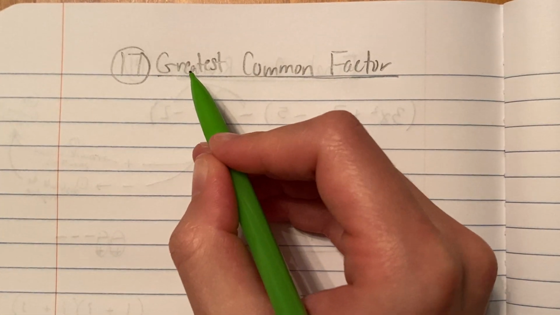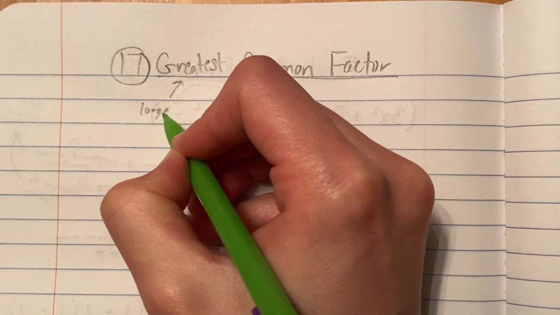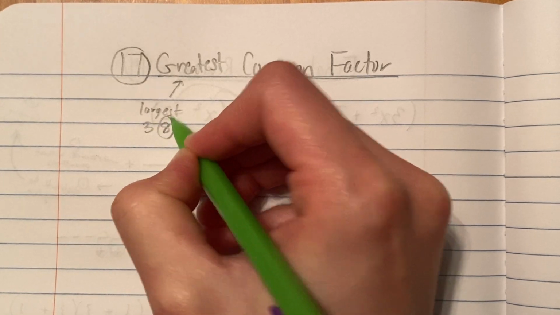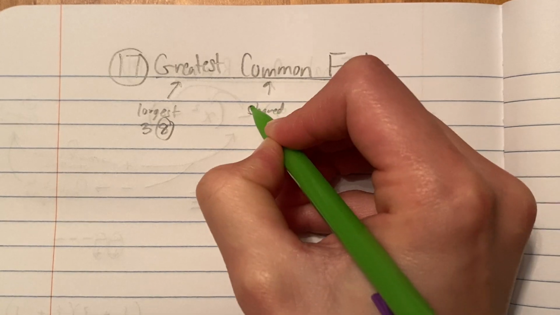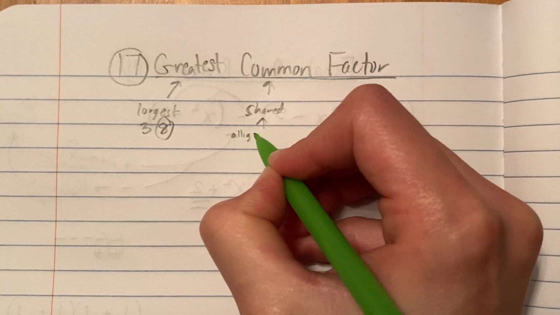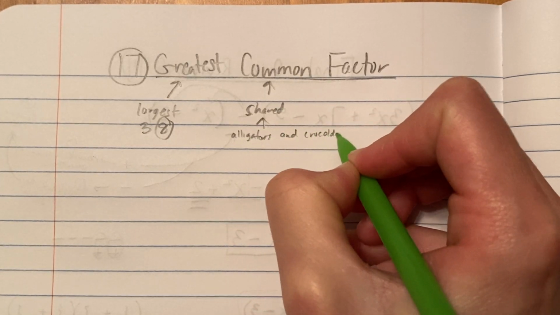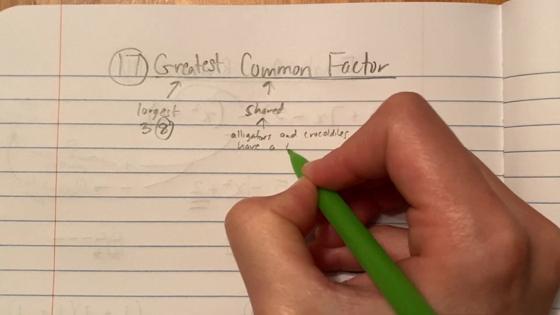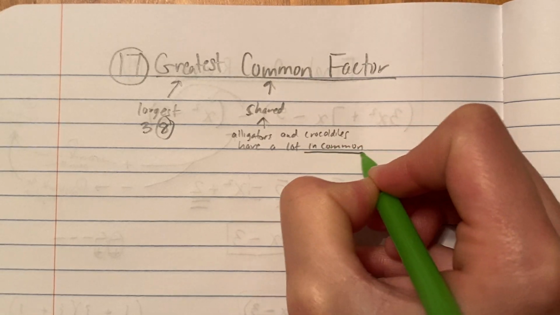Now, greatest common factor is not a mystery. It is literally exactly what it says it is. Greatest means the largest, right? So if I have two numbers, 3 and 8, which one is the largest? 8 is the largest. Okay, common means shared. So like alligators and crocodiles, that is definitely not how you spell crocodile, sorry, have a lot in common, right? That means they share a lot of features.